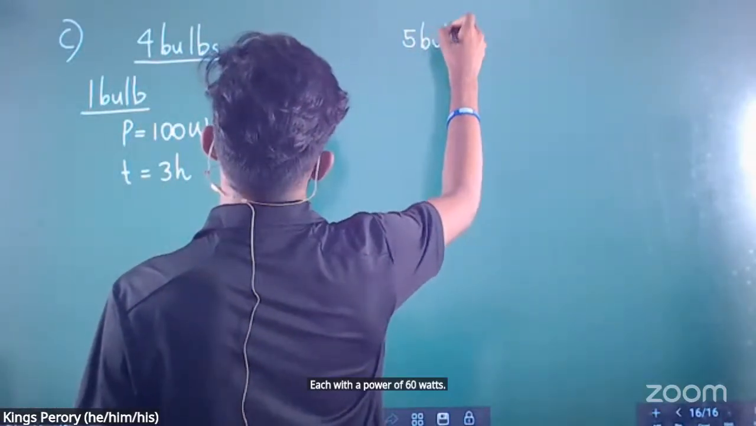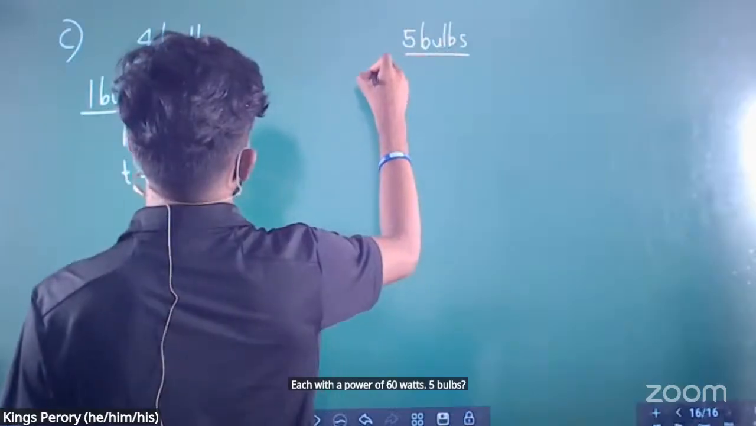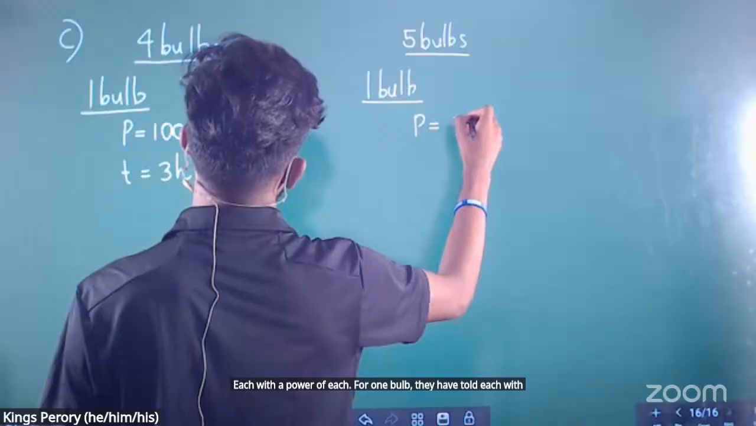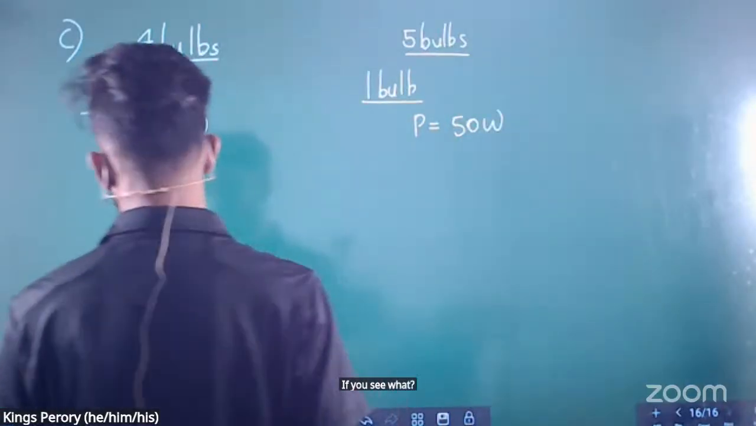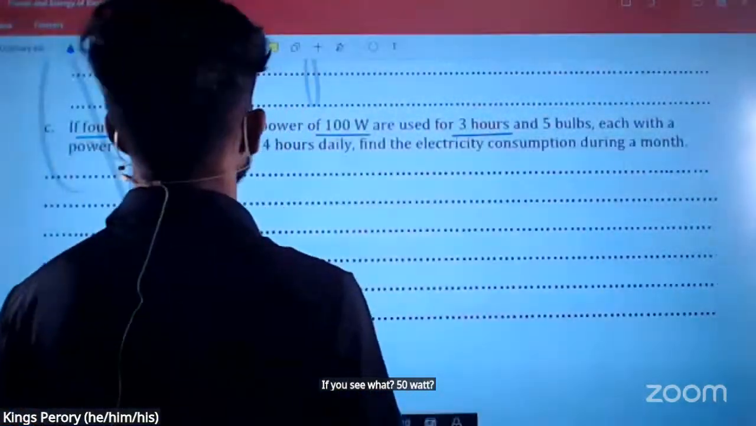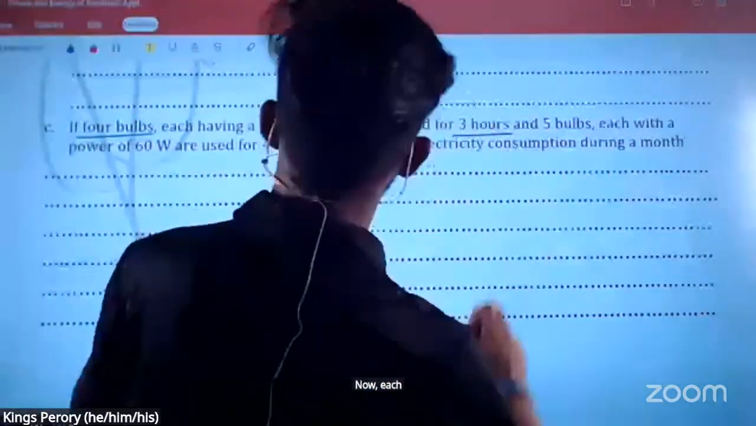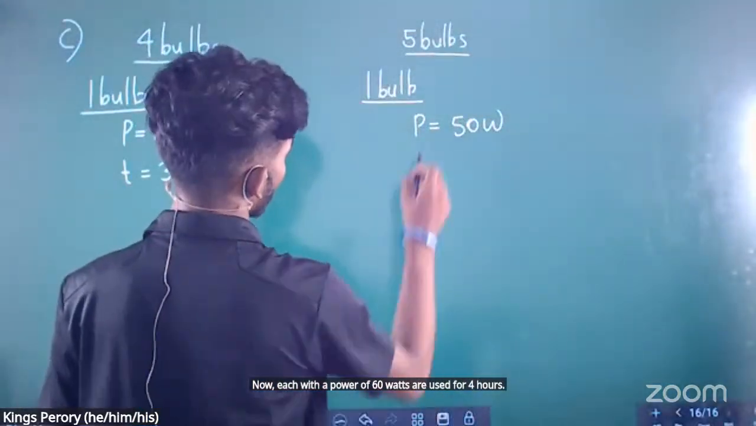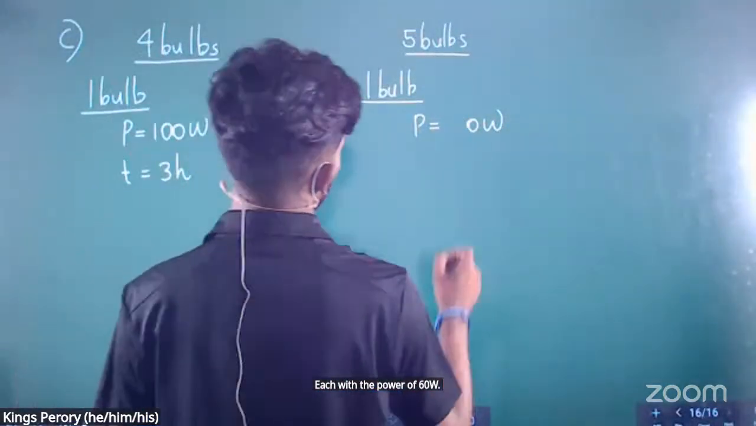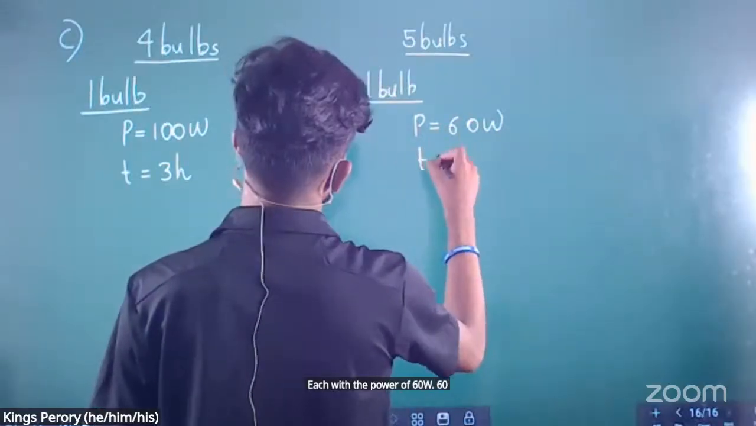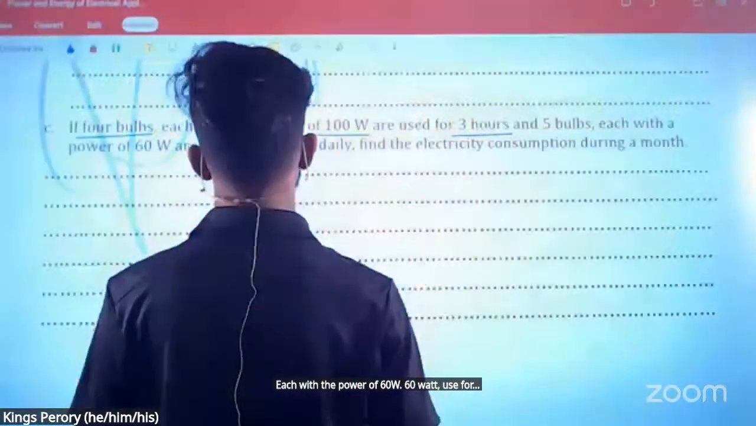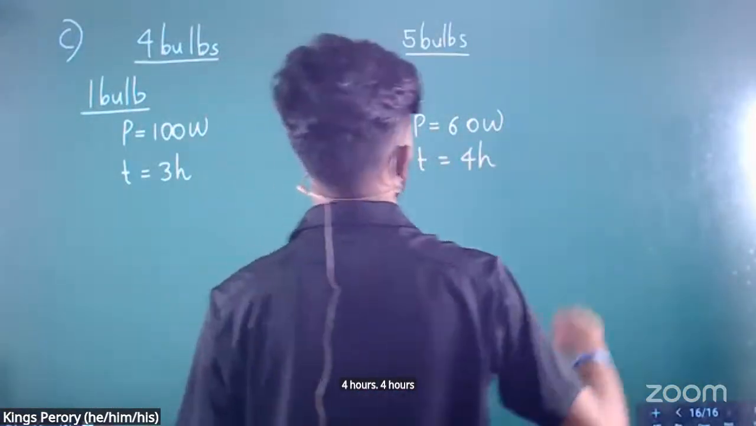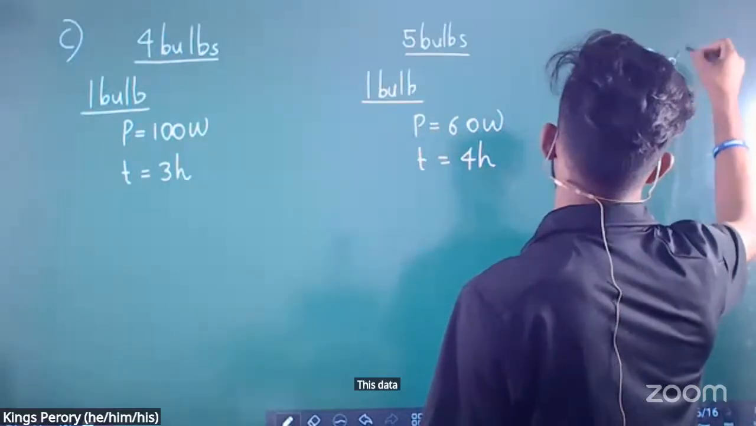And 5 bulbs, each with a power of 60 watt, are used for 4 hours. Each with a power of 60 watt, used for 4 hours daily. This data is daily data.